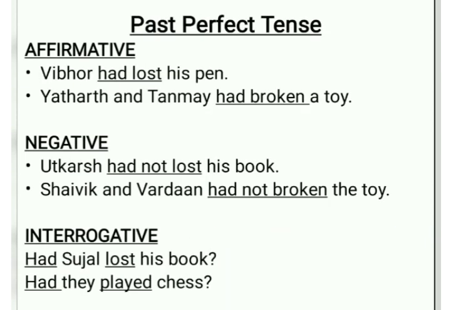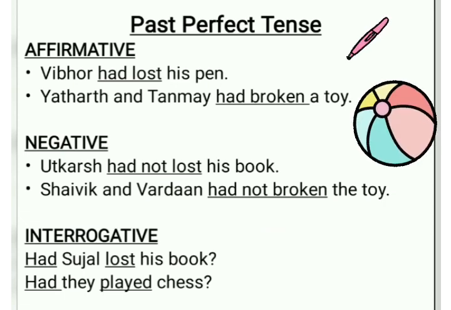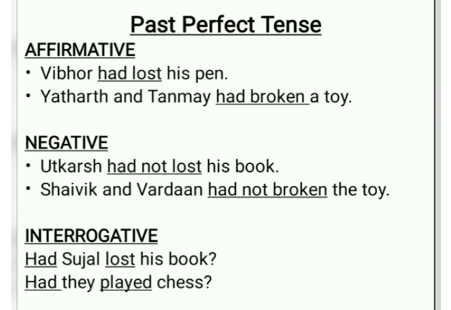Let's take past perfect tense. Under affirmative sentences, we have Vibhor had lost his pen. Yatharth and Tanmay had broken a toy. In past perfect tense, we use had plus the third form of the verb. The third form of the verb here is lost and broken, and we have used the helping verb had.